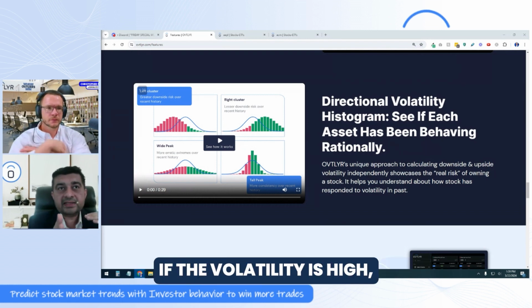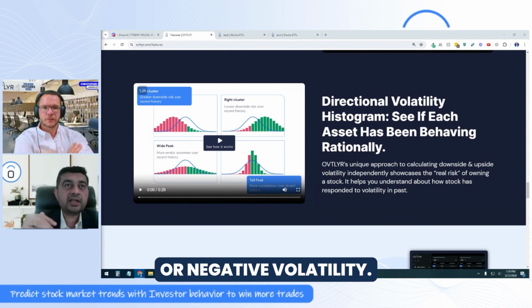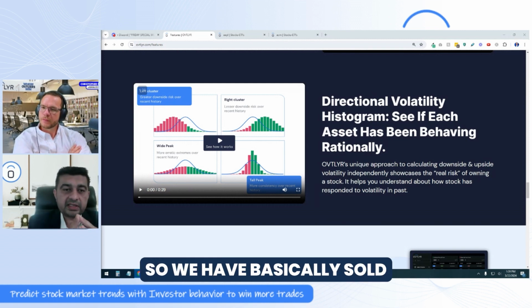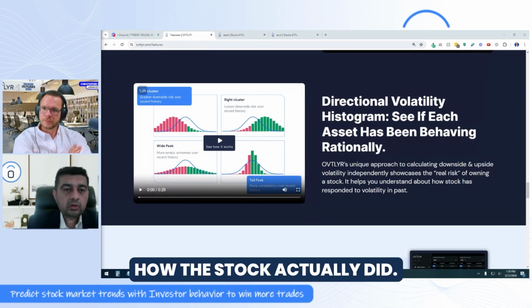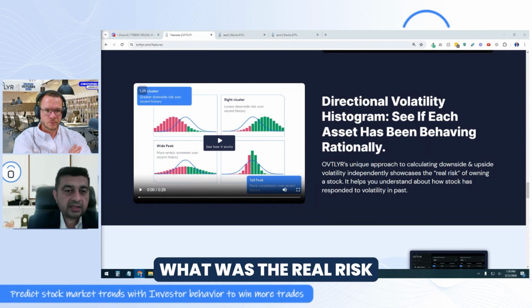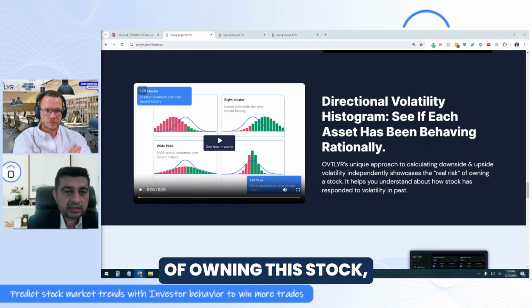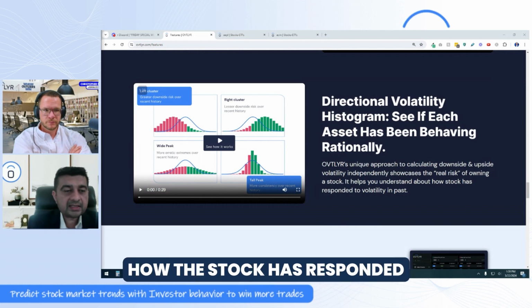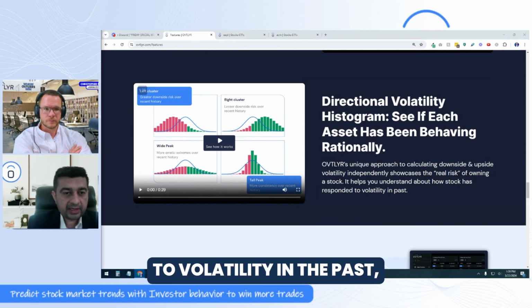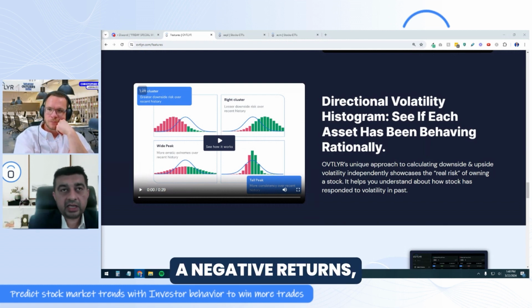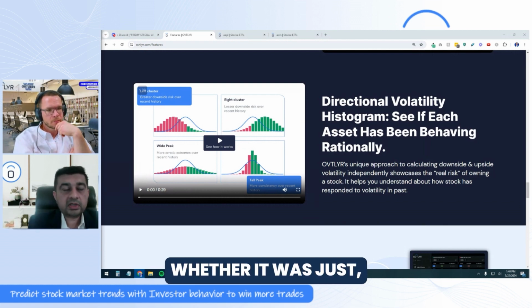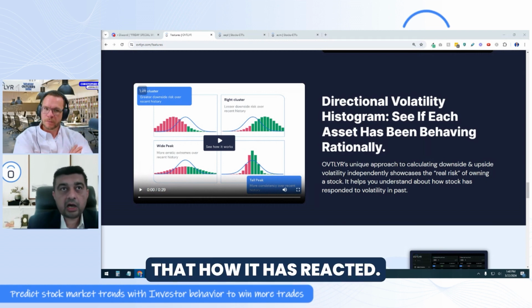If the volatility is high, whether it's a positive volatility or negative volatility, we have basically solved for that first. And what it tells you, over the last 4.5 years that we track, is how the stock actually did, what the real risk of owning this stock was, how the stock has responded to volatility in the past, whether it gave you positive returns, whether it gave you negative returns, whether it was just consistent with how it has reacted.